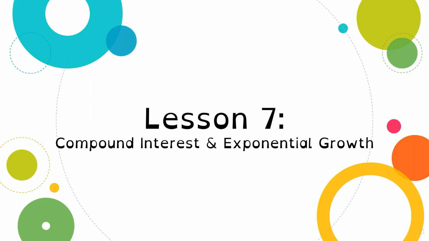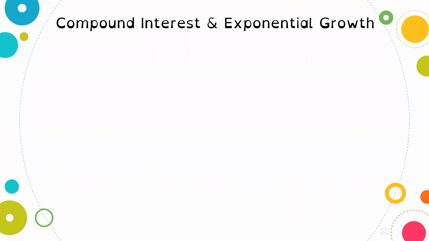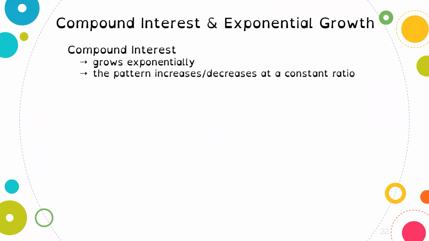Let's move on to lesson 7. Lesson 7 was compound interest and exponential growth. Compound interest is when we are growing exponentially, so our pattern is increasing or decreasing at a constant ratio. We're being multiplied by the same amount each time. If it's greater than 1, we're increasing. If it's a fraction or a decimal, a number between 0 and 1, we are decreasing, we're decaying, we're getting smaller.